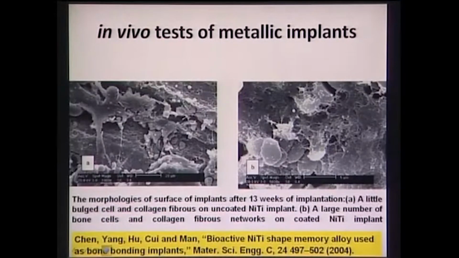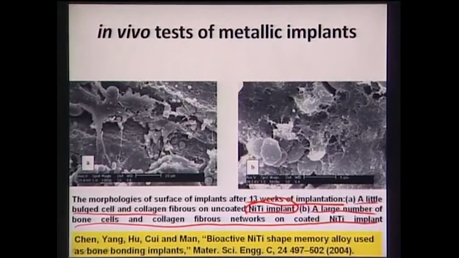Now there are several other metallic implants that are used in in vivo conditions, that is nickel titanium. This is the shape memory alloy, nickel titanium, and when this nickel titanium implant is put in for 13 weeks of implantation in a particular animal model, what you see here is a large number of bone cells and collagen fibrous networks, and a little bulge cell and collagen fibers on the uncoated nickel titanium implant.